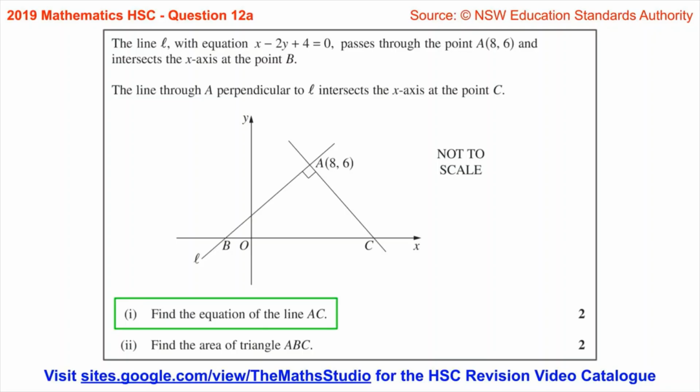Question 12a. The line L with equation x minus 2y plus 4 equals 0 passes through the point A (8, 6), and intersects the x-axis at the point B. The line through A perpendicular to L intersects the x-axis at the point C. Part 1. Find the equation of the line AC.